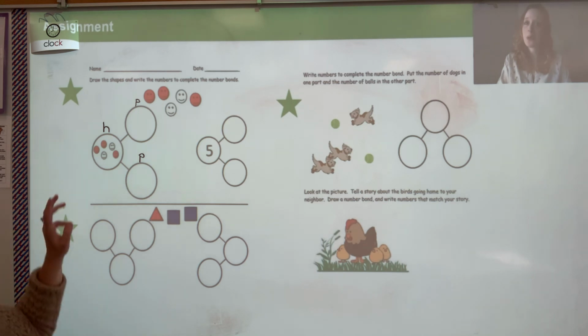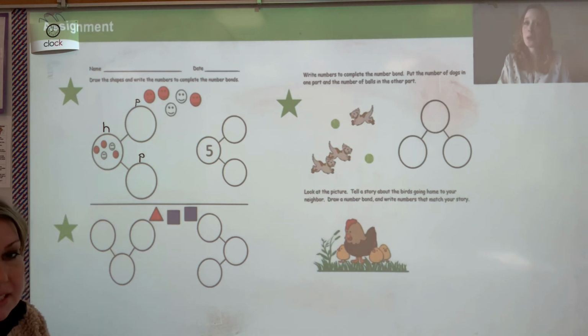How am I going to separate these smiley faces into 2 groups? Can anyone help me? I'm not sure how to separate these smiley faces into 2 separate groups. What do I need to do? Estelle? Maybe you can separate them by color.